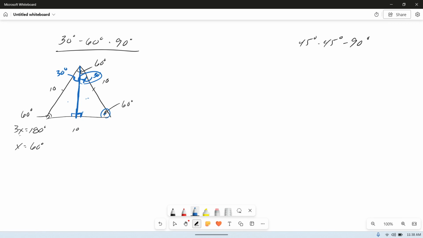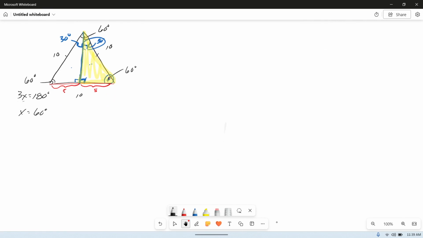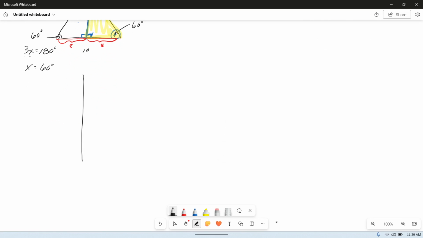The other thing you'll notice is that since the triangle got cut in half, this bottom piece that was 10 has been cut in half. So this piece to the right is 5, and this piece to the left is 5. Now I'm going to slide down just a little bit, and we're going to consider just this triangle on the right-hand side. What you'll notice about that triangle is that it is a 30, 60, 90 degree right triangle.